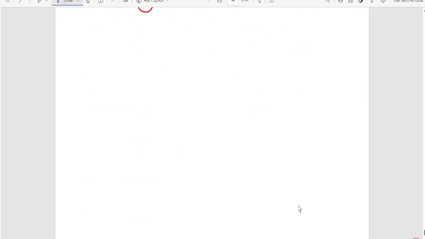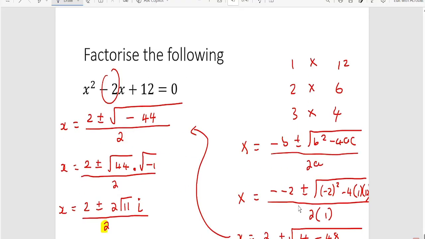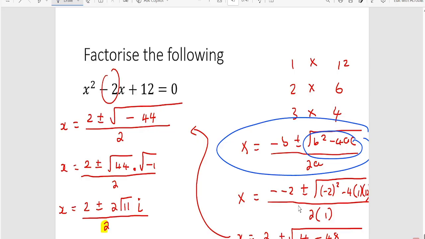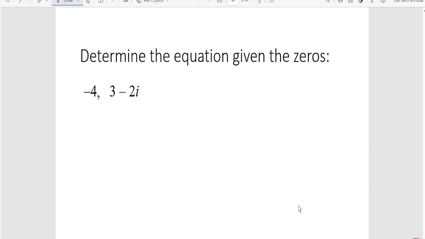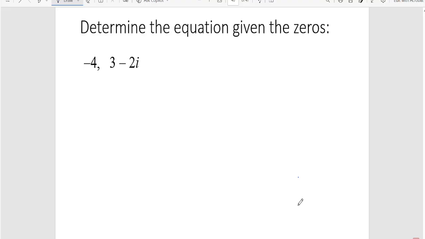And in this one again you use this formula, because b square minus 4ac is coming out to negative 44. That means if b square minus 4ac is negative, less than 0, the roots are going to be complex. So you split it into the square root of negative 1 and the positive part, and this is equal to i, right? That's how we solve a quadratic equation using the quadratic formula.